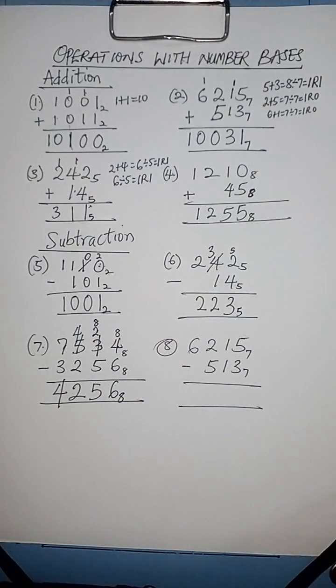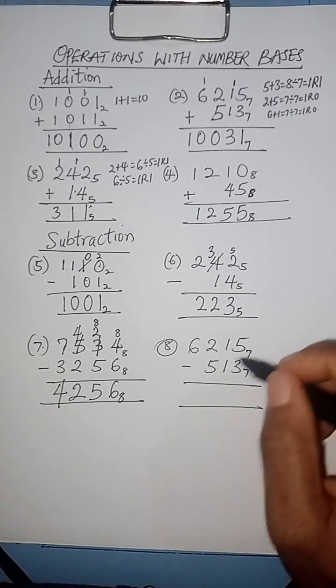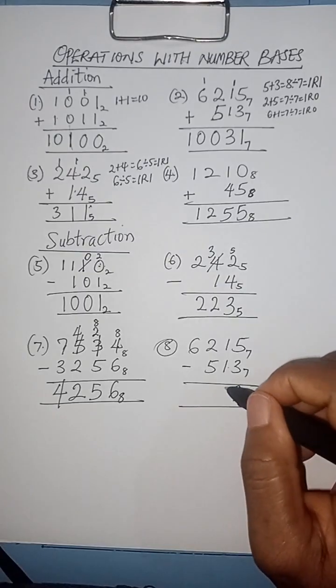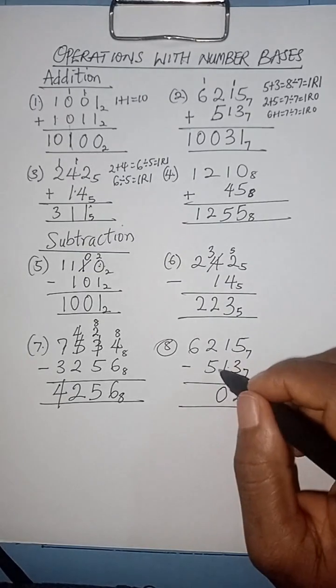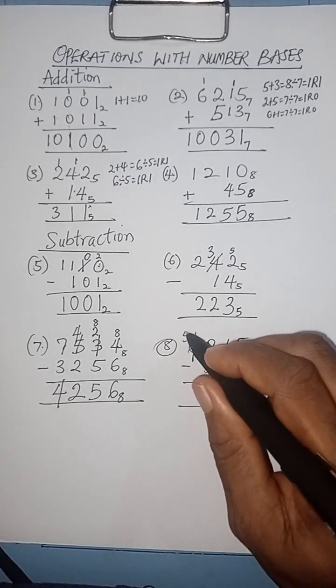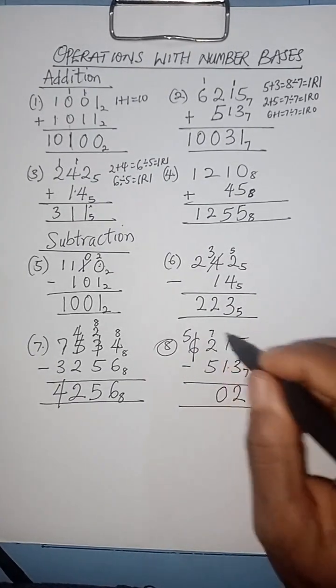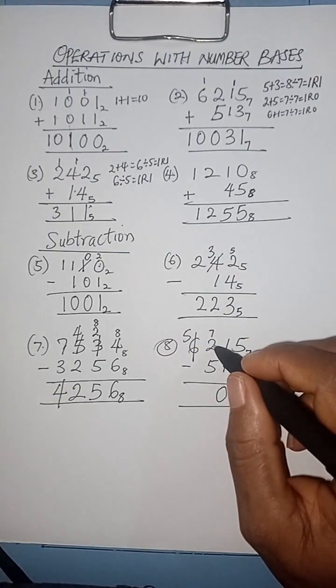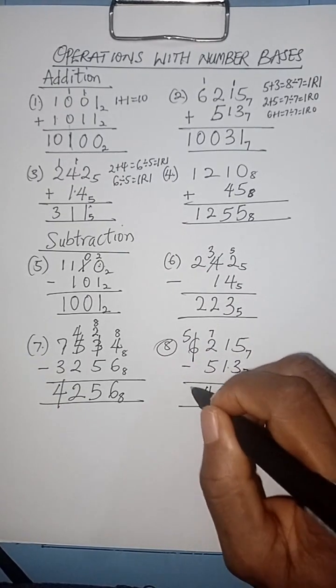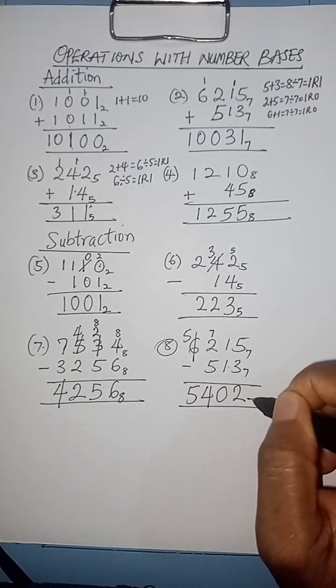Let's go to number 8. 5 minus 3 is 2. 1 minus 1, it's 0. 2 minus 5, it can't. So I had to borrow 1 from here. That one I borrow becomes the base, 7. Plus 2, 9. Before you use it to subtract 5, that gives you 4. And 5, all in base 7.